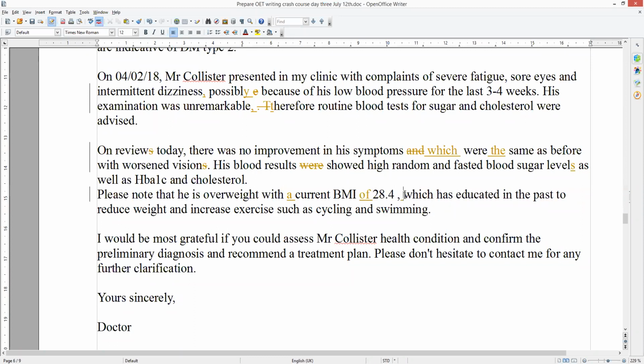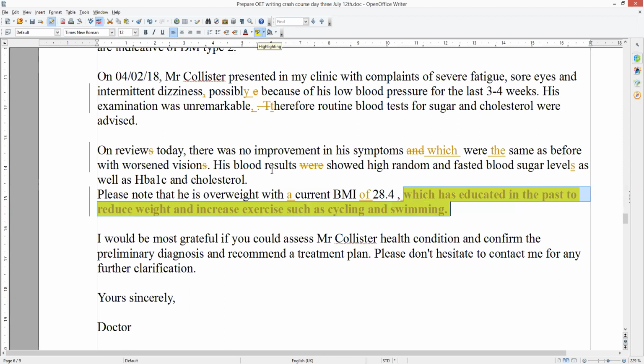Which has educated what? Who has educated whom? Which he has been educated, or which you recommended, which you advised? No idea what that means. To reduce his weight and increase exercise. Right. That needs to be spelled out. It's not clear as to who's doing what.